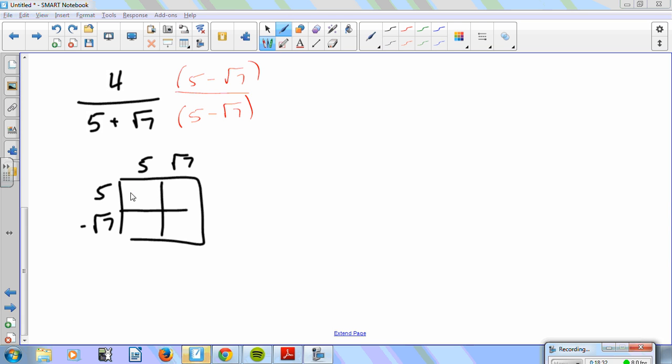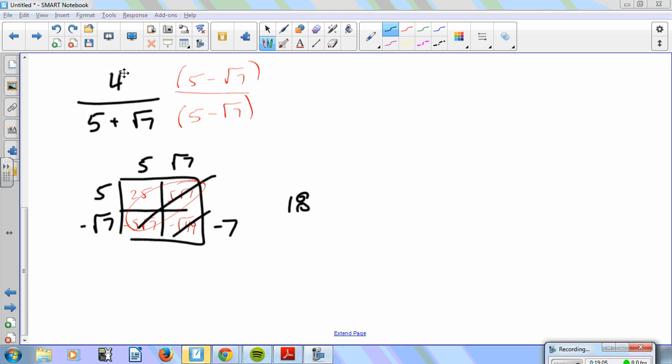We go through the same process. 25 here. 5 square roots of 7 here. Negative 5 square roots of 7 here. And negative square root of 49. Again, this guy becomes a negative 7, because that's what the negative square root of 49 is. If we combine our like terms, I have 25 minus 7. That's 18. And nicely here, these guys cancel out. No mas.